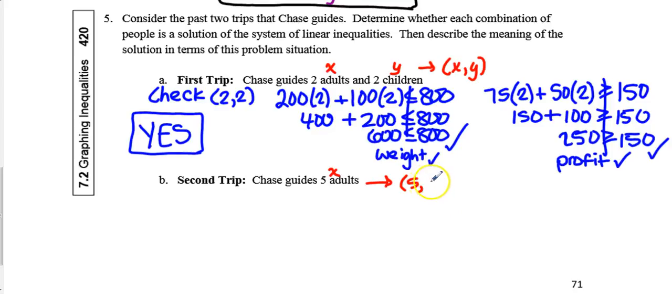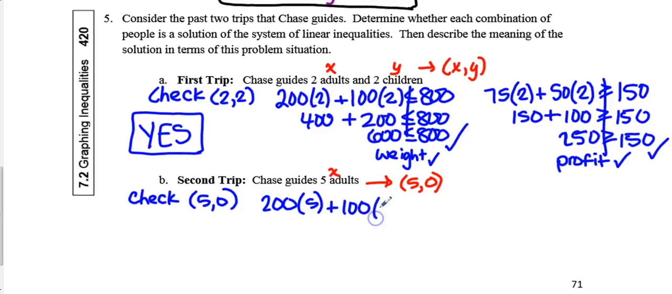I'm hoping we say right now 0, and you would be right if you were thinking 0. No kids are going, just 5 adults. So we're going to check (5, 0). Please press pause and you check this point and see what we get. If you're listening from this point forward, it means that you did press pause and you've worked this out, so let's see if we match. 200 times 5 plus 100 times 0. I could start with the other one, I just choose to start with this one.